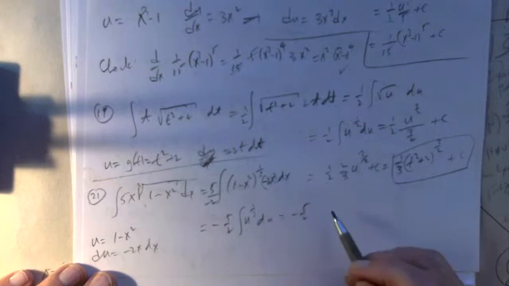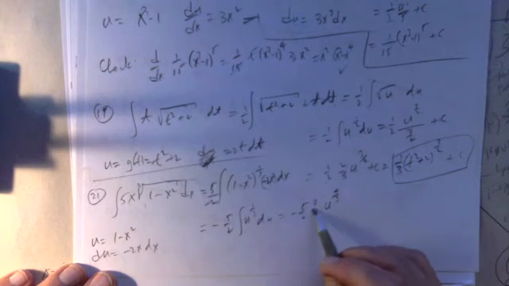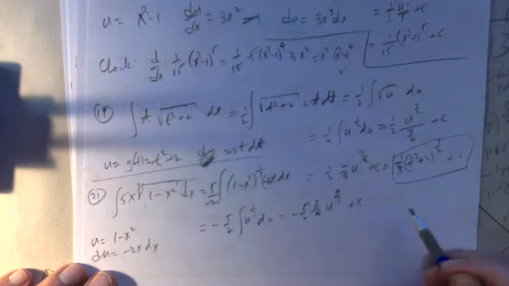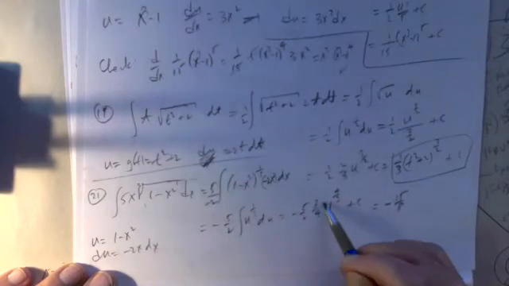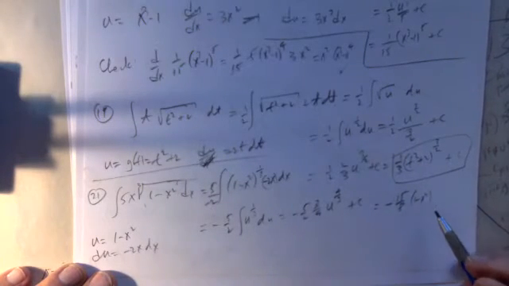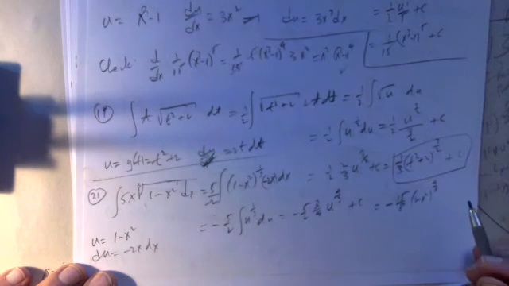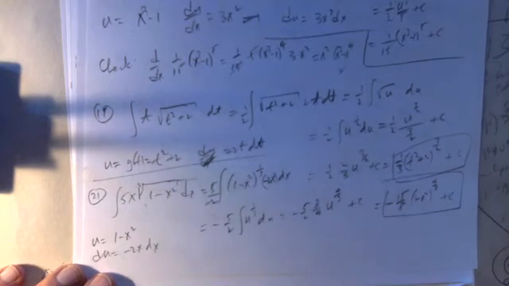And the integral of u to the 1/3 is u to the 4/3 over 4/3, or times 3/4. So this is minus 15 over 8, 1 minus x squared to the 4/3 plus a constant.